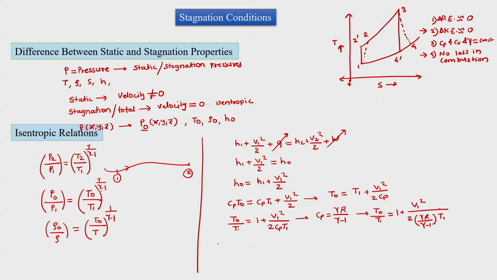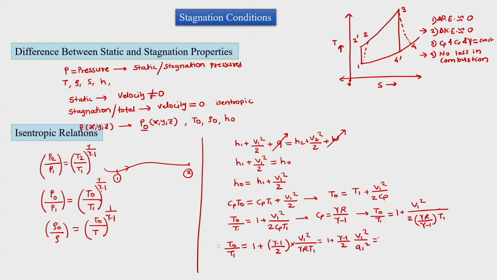into T1. So T naught upon T1 is equal to 1 plus, we can take gamma minus 1 at the top, so we will have (gamma minus 1) by 2 into V1 square divided by gamma R T. But we know that gamma R T is equal to acoustic speed square. So it is 1 plus (gamma minus 1) by 2 times V1 square divided by A1 square.